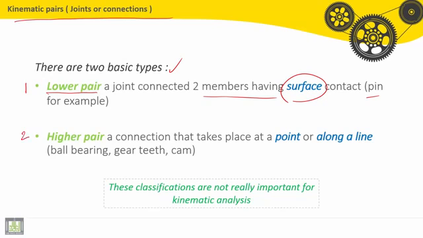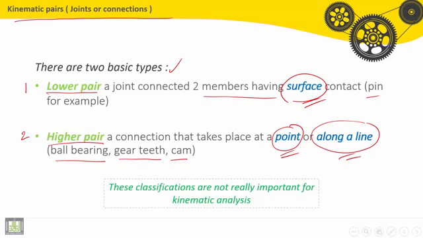Second one is called higher pair, a connection that takes place at a point or along a line. For example, ball bearing, gear teeth, cam. This is the difference. One has surface contact. Second one, we have point or line contact. So really, these classifications are not important for kinematic analysis.